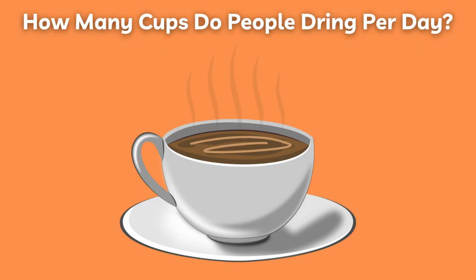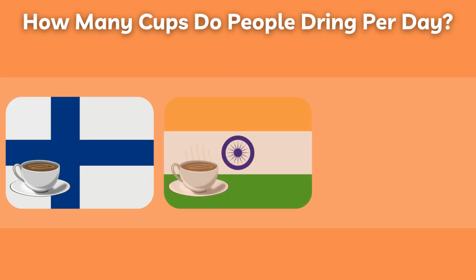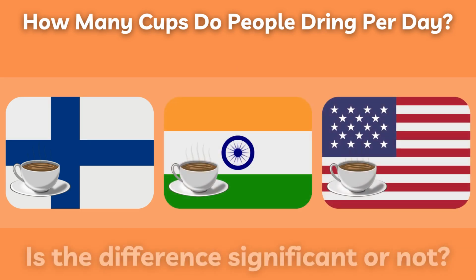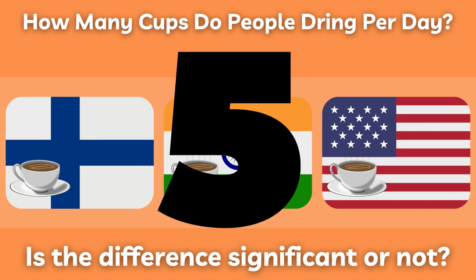Let's imagine that we want to compare how many cups of coffee people drink per day in Finland, India, and the USA. Is the difference between the groups significant or not? In an attempt to test this, let's say that we've gathered data from 5 people from each of these countries.